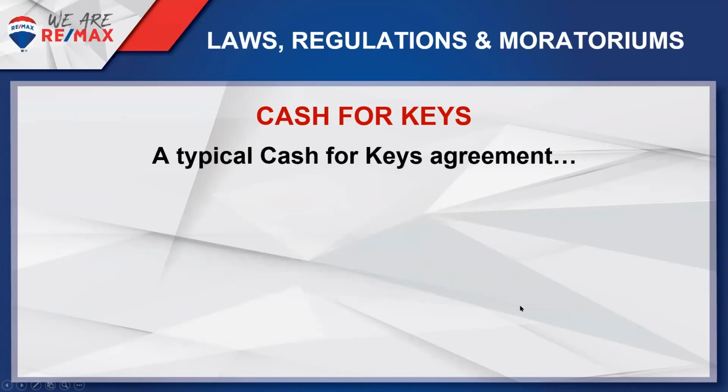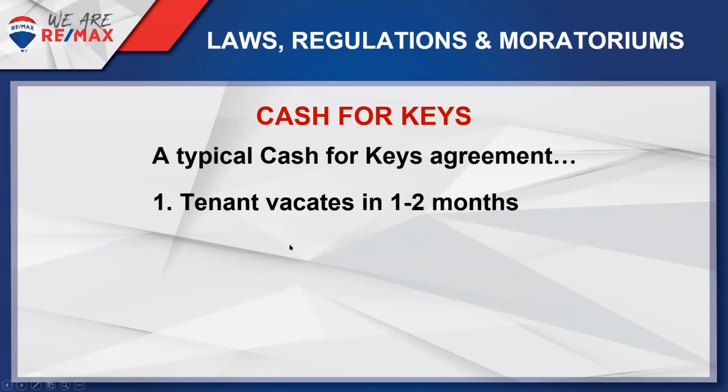A typical cash for keys arrangement, the tenant will vacate often within 1 month, sometimes by the end of the month. Now, today it's the 1st, I believe, isn't it? So by the end of September, they might agree to get out. So it'll take you 1 month. If you agree to a cash for keys in the middle of the month, they might stretch it to the end of next month, a month and a half, but that's still better than 3, 4, 5, 6 months. They vacate in 1 to 2 months typically.